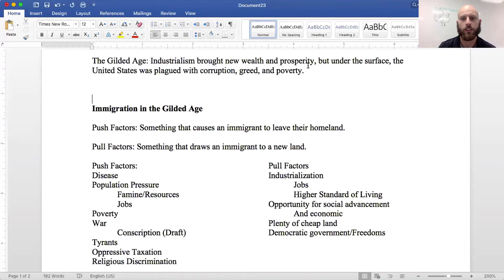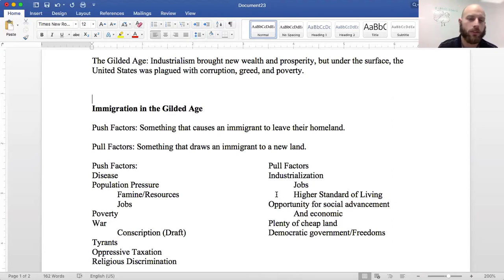It basically is this, right? Industrialization is, yes, bringing new wealth and prosperity. It is increasing the standard of living. But under the surface, it's more characterized by wealth that has come from greed, corruption, and at the expense of the impoverished. Okay, one of the major moving forces in this time frame, both a cause of industrialization and one of the people that have to deal with the effects of it, are immigrants. So, immigration in the Gilded Age.